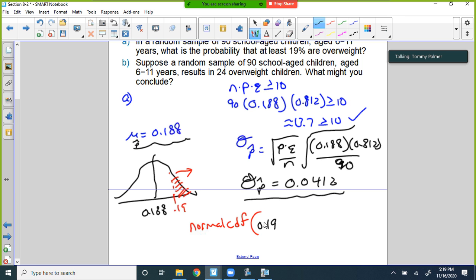We could do -1e99 and then go up to the 0.19 and grab it and then go 1 minus it if we wanted to, right? But we also could just start here and go which way? To the right. So my left barrier would be 0.19. Then I'd have 1e99, right? Then what's my mean? 0.188. And then my standard deviation is this. Now, when I plug that into the calculator, I should get 0.4806, right?